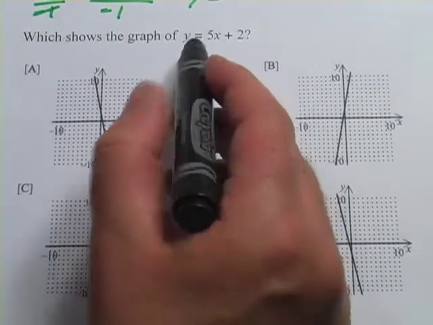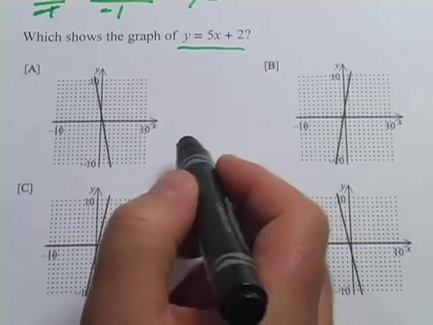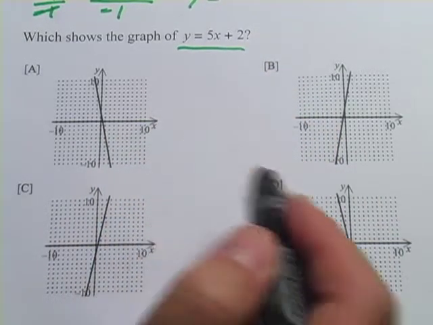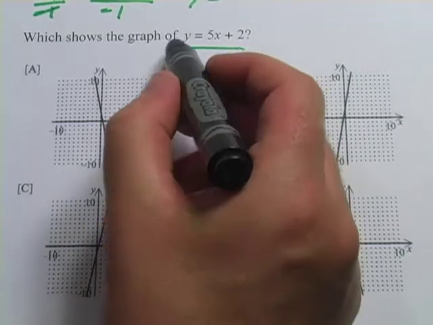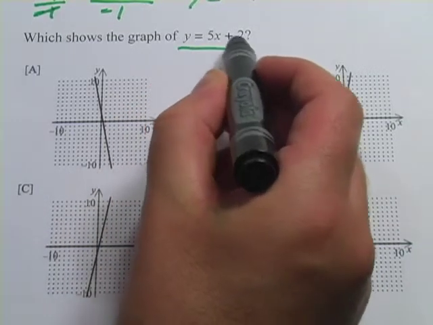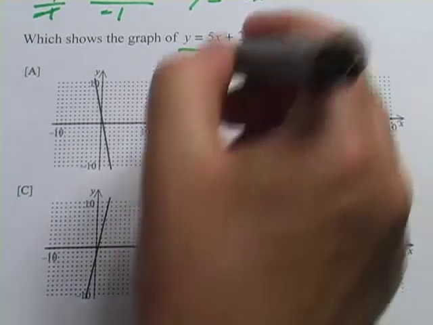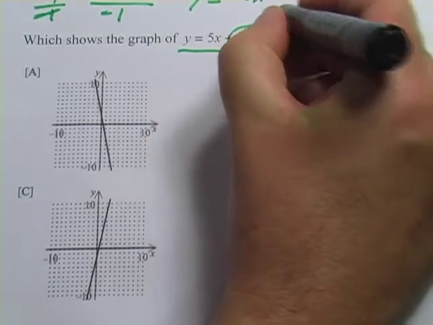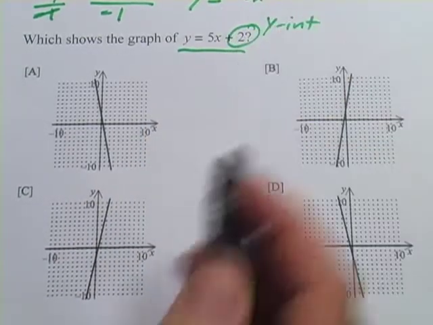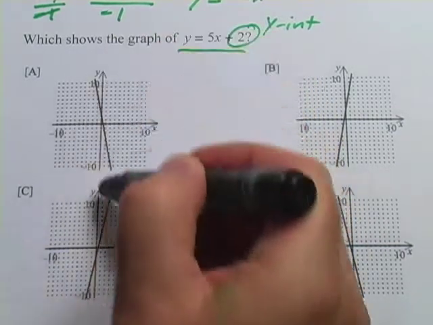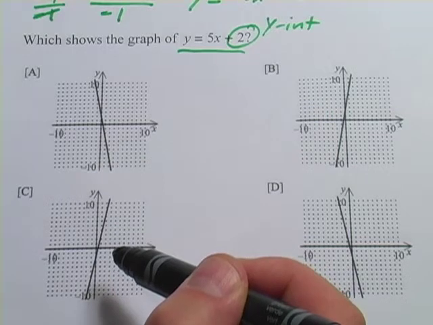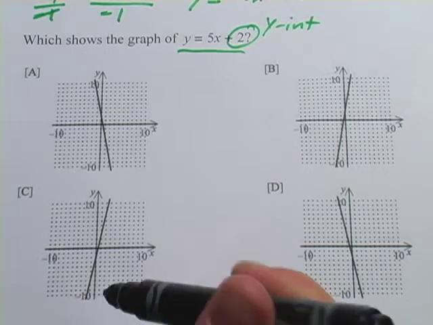This one gives you an equation that's in slope-intercept form and asks you to identify the graph. Couple of things. This is y equals mx plus b form. The b here is the y-intercept. So this line should cross the y-axis, that's the axis that goes up and down, at positive 2. And let's just look at these.